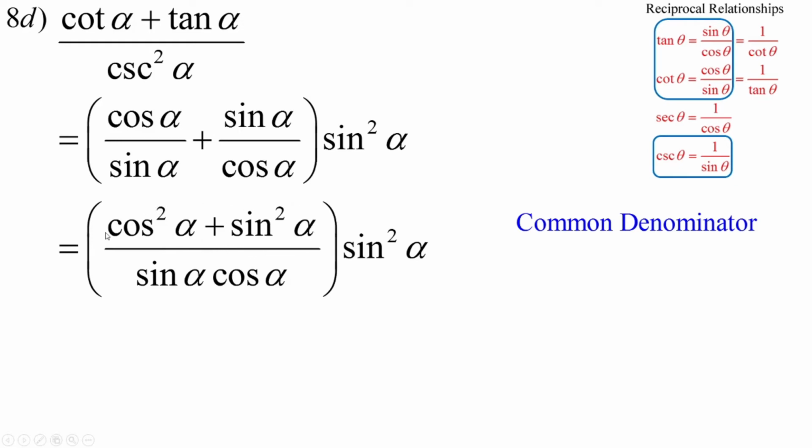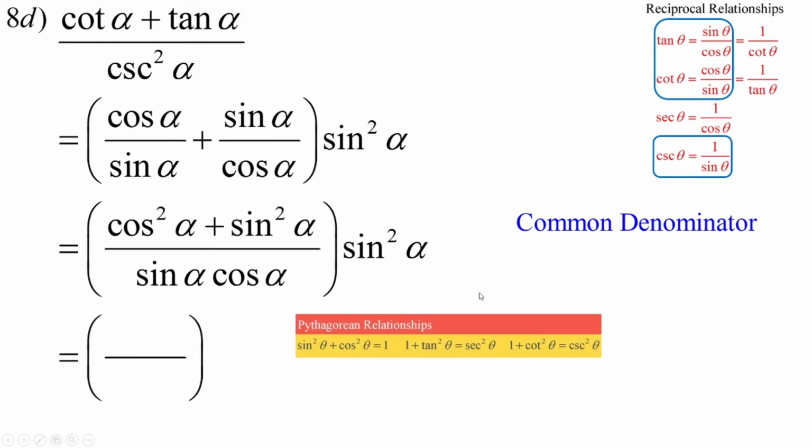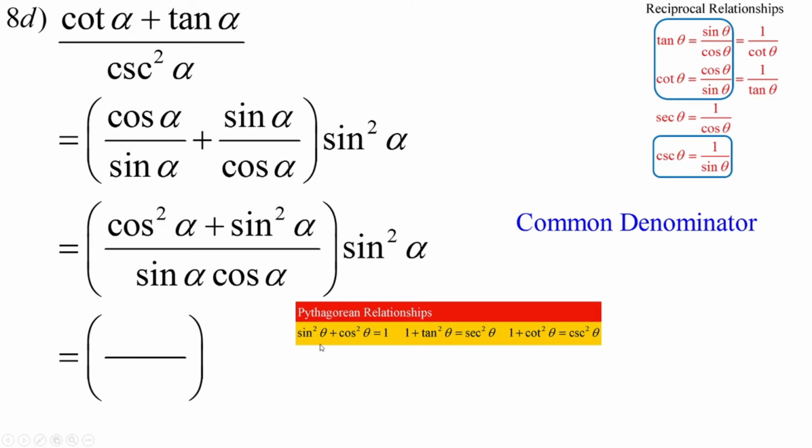Pythagorean relationships. Again, this is our most important identity right there. Sine squared of theta plus cosine squared of theta equals 1. So, by the commutative property of addition, sine squared of theta plus cosine squared of theta, that numerator becomes a 1. And I have factors of sine of alpha. Was I saying theta earlier? That's an alpha. I have factors of sine of alpha that are going to cancel.